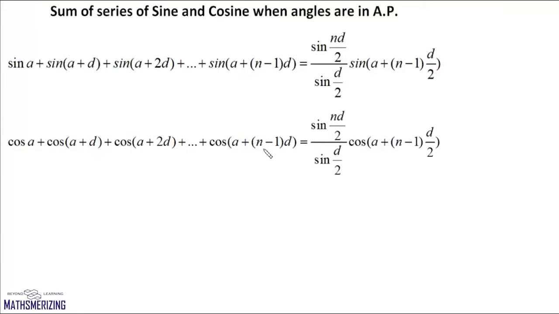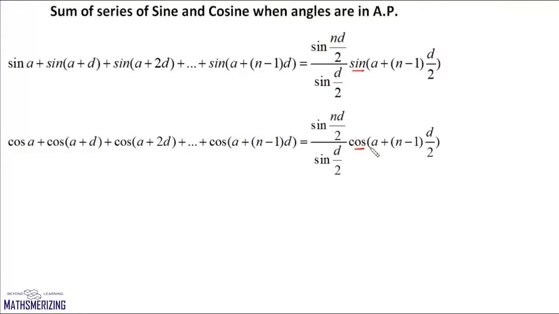And in the case of cos A plus cos A plus d plus cos A plus 2d up to cos A plus n minus 1d, it is sine nd by 2 upon sine d by 2 into cos A plus n minus 1d by 2. So between the two formulas, if the series is sine, here we'll have sine, and if the series is in cos, then here we'll have cos. Everything else is just the same. Now we'll start proving the formula.